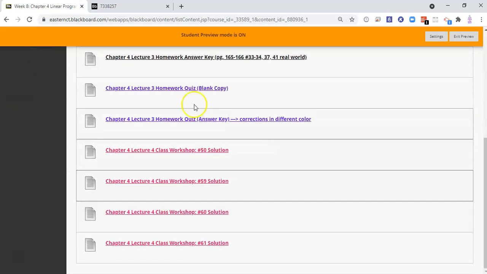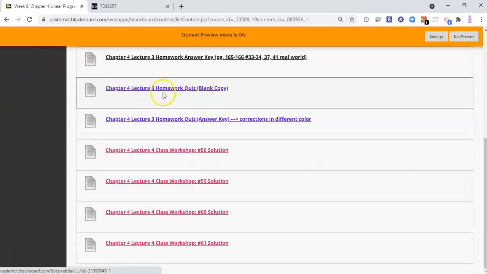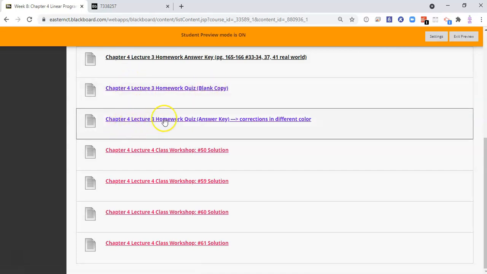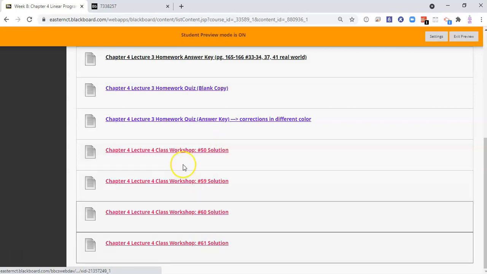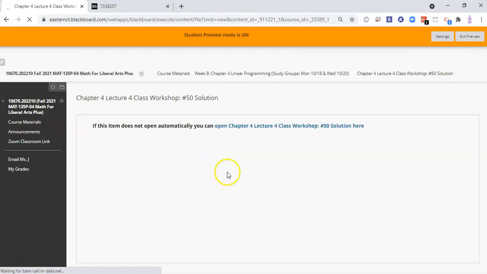Scrolling down here. Here's that blank copy of the lecture 3 homework quiz if you need an extra copy, or if you weren't here, here it is. And then we've got the answer key that goes with it. So again, remember corrections in a different color, please. And here is our lineup of questions. Page 50, 59, 60, and 61. I'm trying to remember the page number. I think it's like 166.